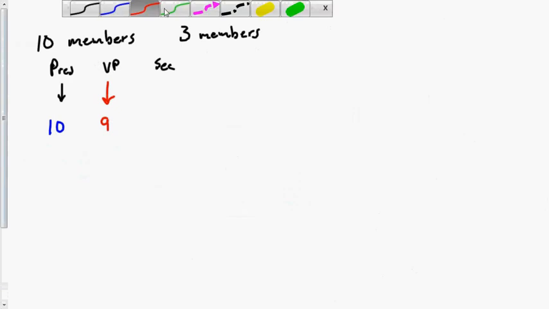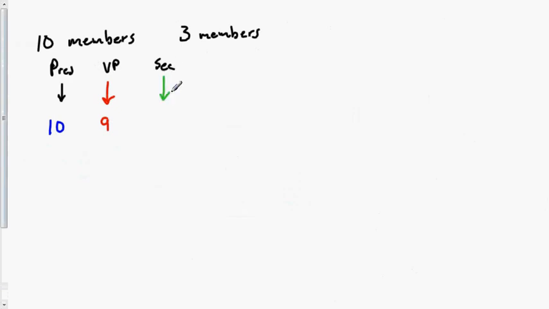Okay? Then how many can I choose to be secretary? At this point, there are only 8 people left, right? By the fundamental counting principle, 10 times 9 times 8 tells us that that gives us 720 options for choosing president, vice president, and secretary. So we can use the fundamental counting principle when doing permutations.